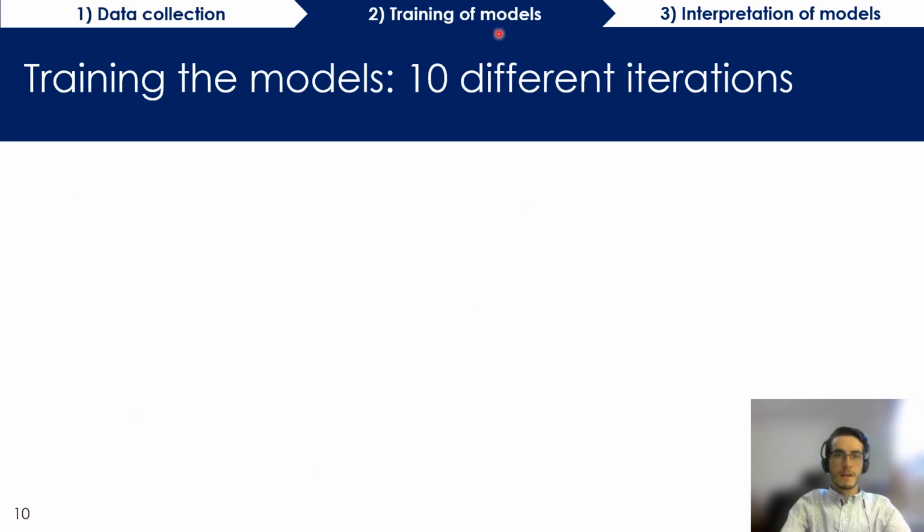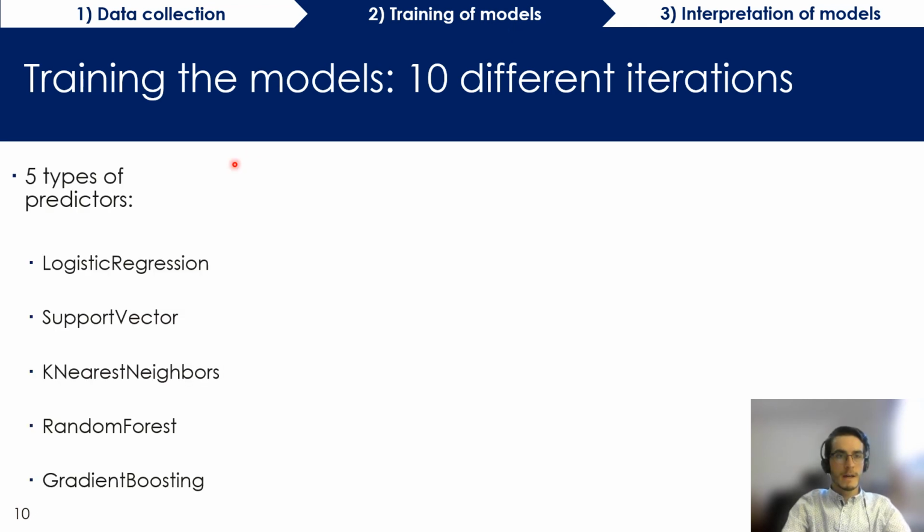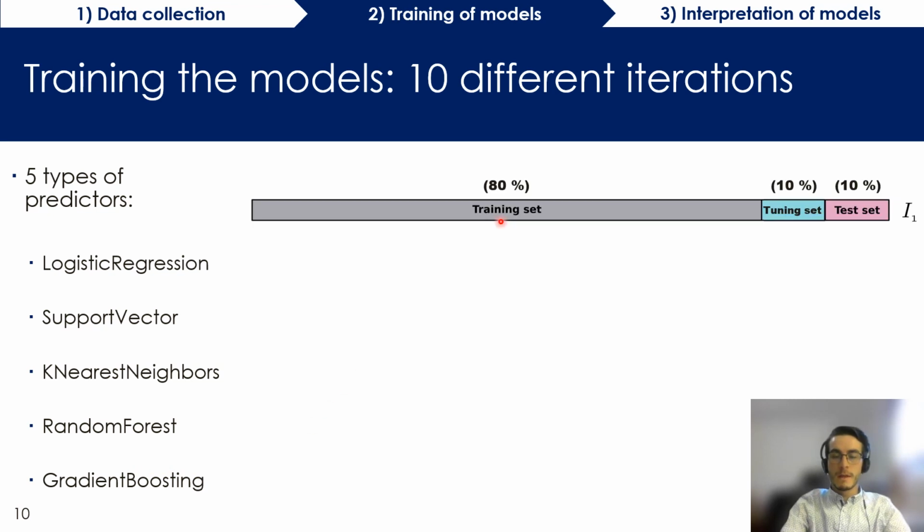So for the second objective, which is the training of the model, we used 5 different predictor types: logistic regression, support vector, k-nearest neighbor, random forest, and gradient boosting. As I said in the beginning, we tuned the hyperparameters on 10% of snoRNAs, then trained the models on 80% of snoRNAs, and finally tested the performance on the remaining 10%.